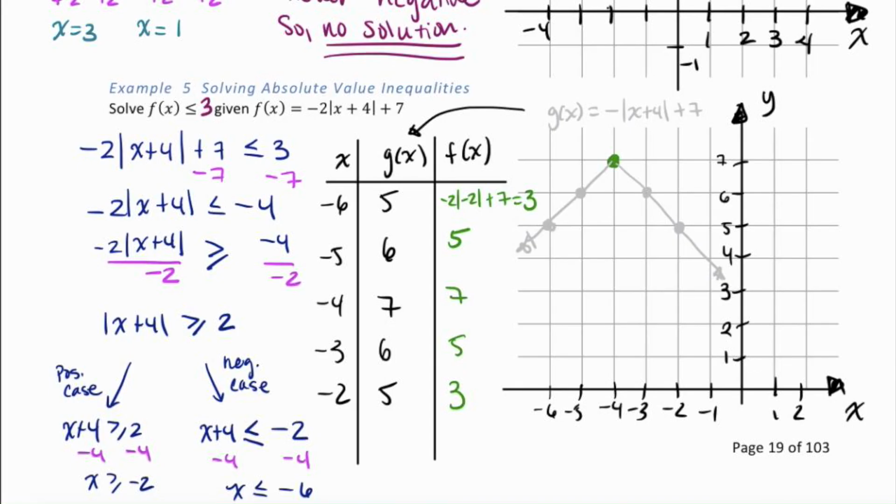Okay, now that your table is filled in, let's go ahead and plot our ordered pairs. So I have -6, +3, -5, +5, -4, +7, -3, +5, and -2, +3. And then we can connect the dots. Finally, let's go ahead and graph y equals 3.